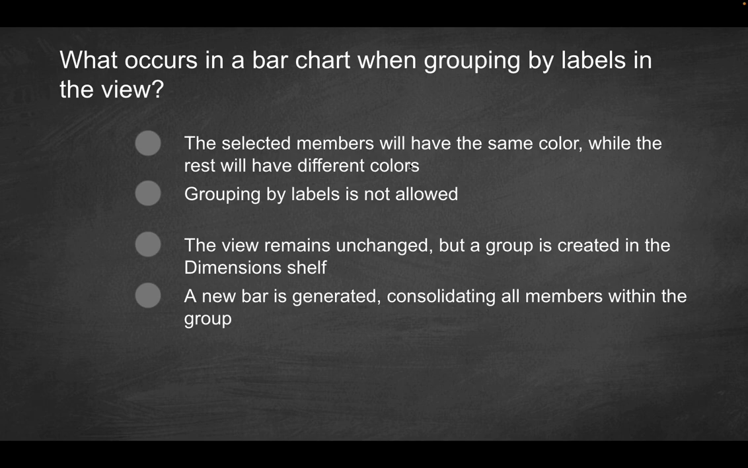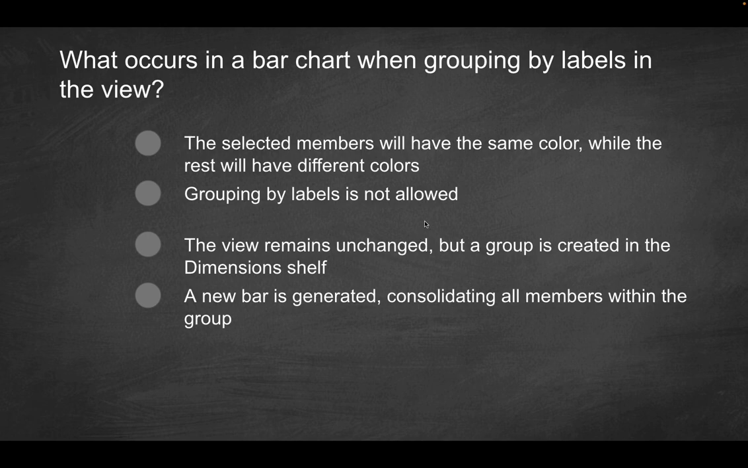Next question, what occurs in a bar chart when grouping by labels in a view? Do the selected members have the same color while the rest have different colors? Is grouping by labels not allowed? Does the view remain unchanged but a group is created in the dimensions shelf, or a new bar is generated consolidating all members within a group?